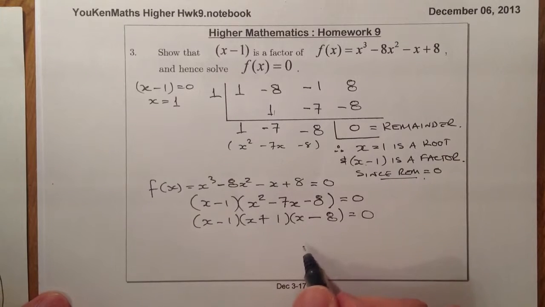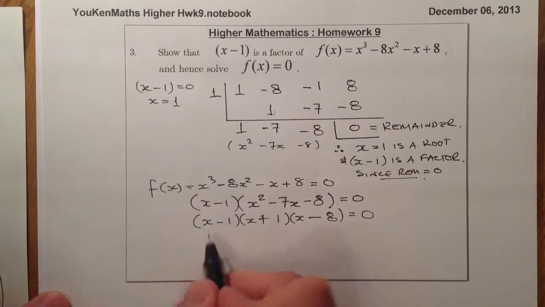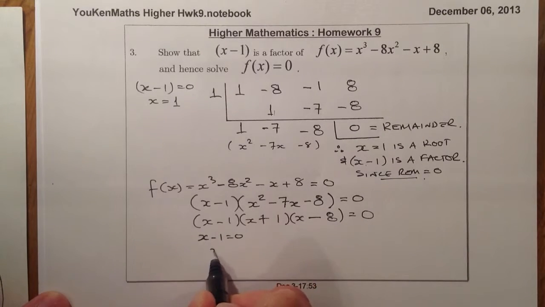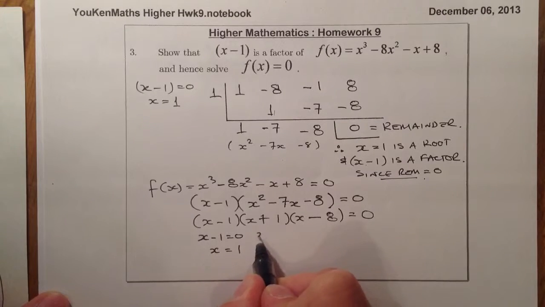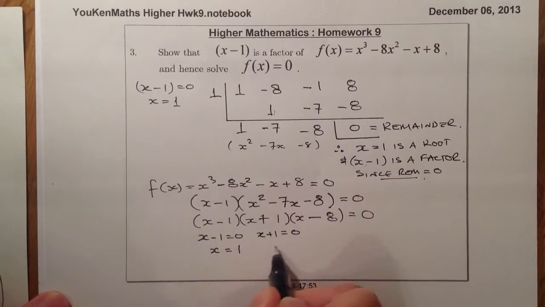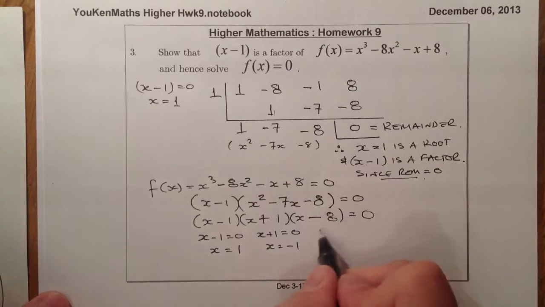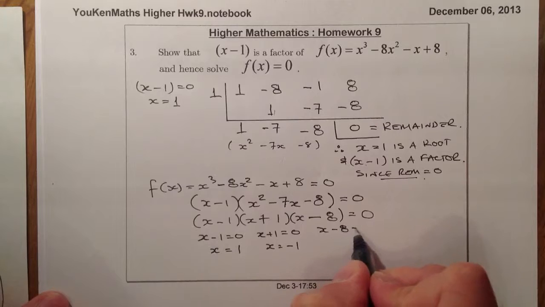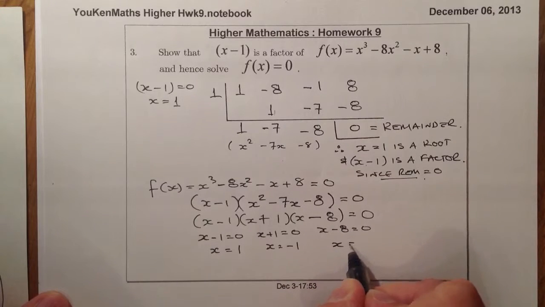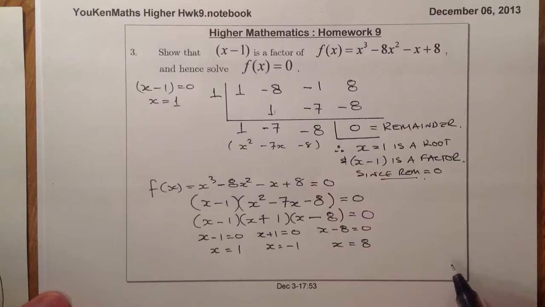So I was asked to solve it, and to solve it I need to find the values of x. From here I can see that x minus 1 equals 0, so I've got x equals 1. From here I can see that x plus 1 equals 0, so x equals negative 1. And from here I've got x minus 8 equals 0, so x equals 8. And that would be the process complete.